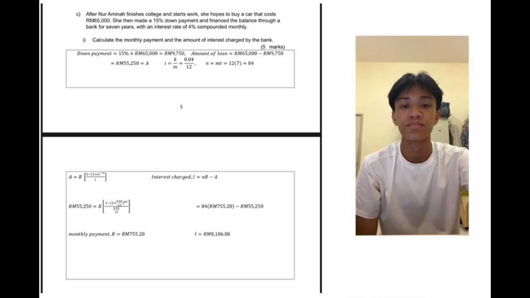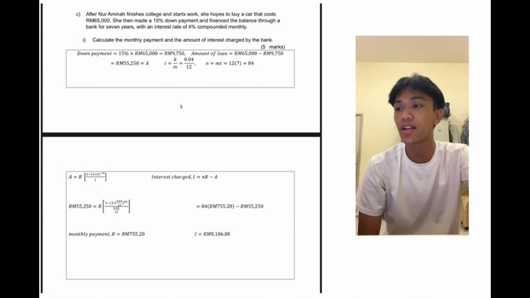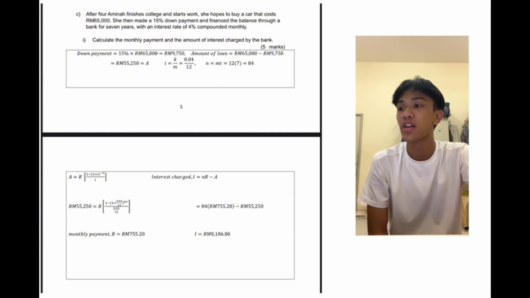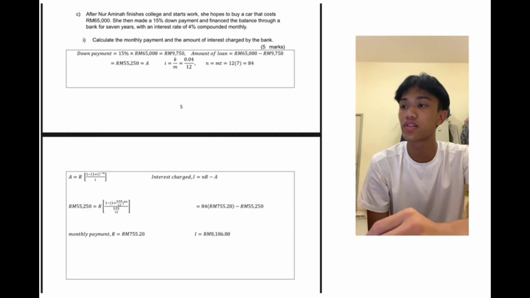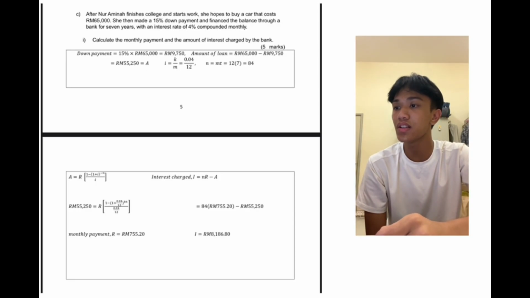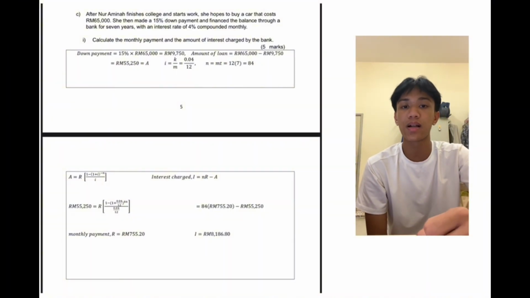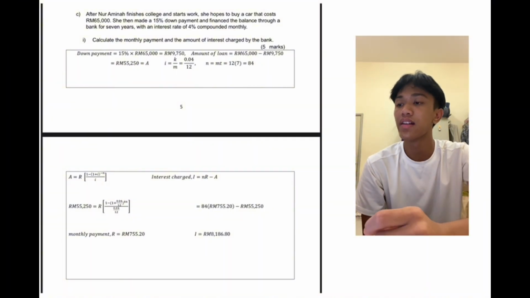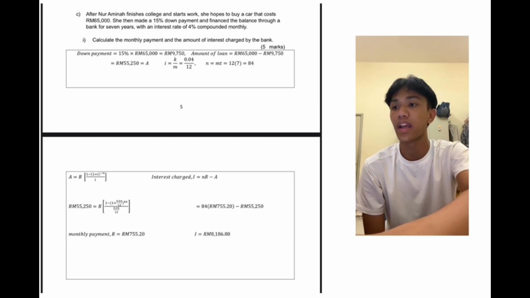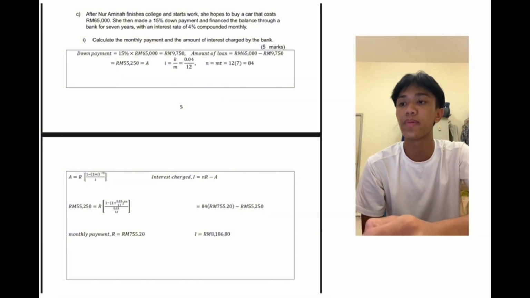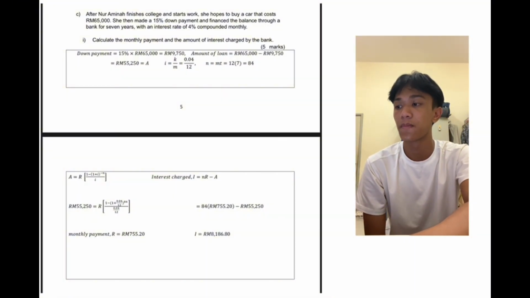So for the question C1, calculate the monthly payment and the amount of interest charged by the bank. So first I will find the down payment, which is equal to 15% times 65,000 equal to 9,750 ringgit. And next I will find the amount of loan. 65,000 minus 9,750 will become 55,250, and that will become the value of A. And then I will find i equal to k over m, equal to 0.04 over 12, and n is equal to mt, equal to 12 multiplied by 7, equal to 84.